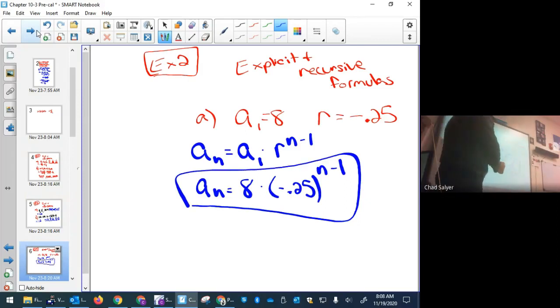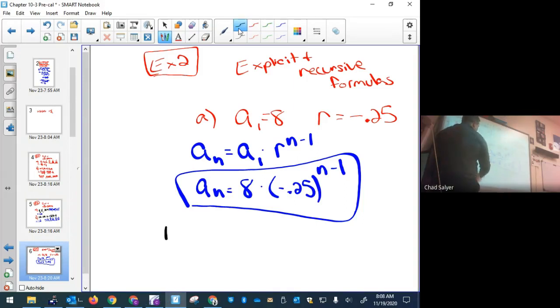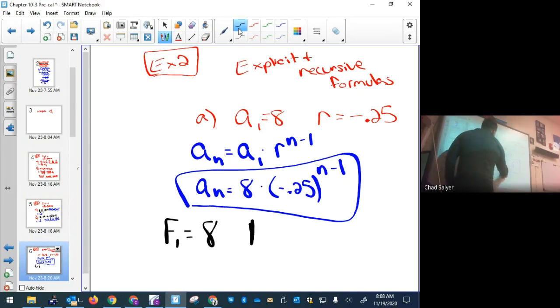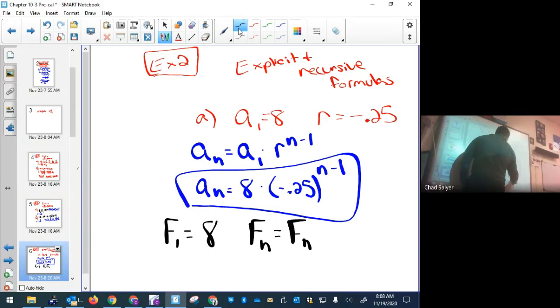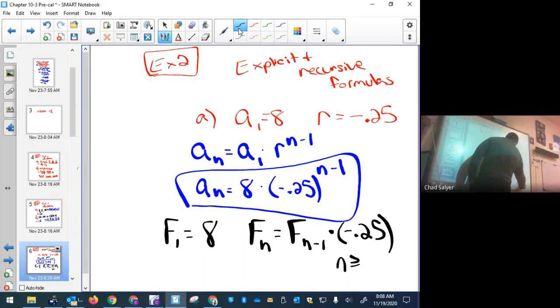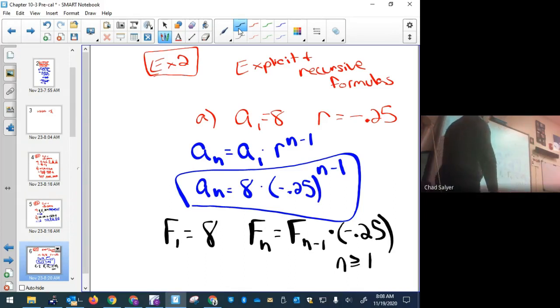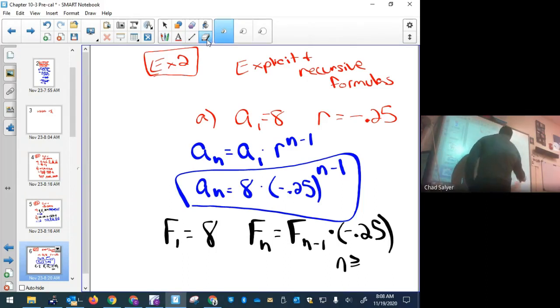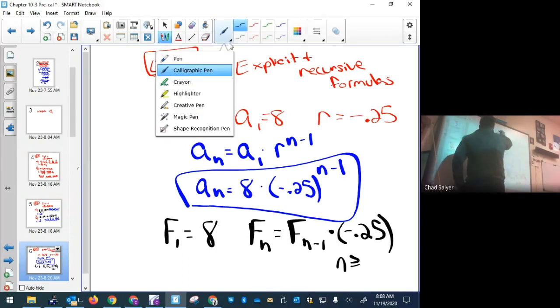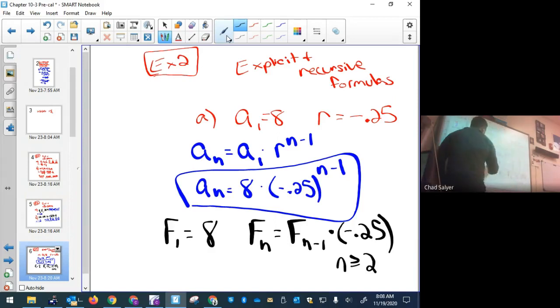So this is the explicit formula. And now a recursive formula for this. I'm going to say f sub 1 equals 8, and then f sub n equals f sub n minus 1 times negative 0.25, and that's for n greater than or equal to 2. So the second and subsequent term. There we go.